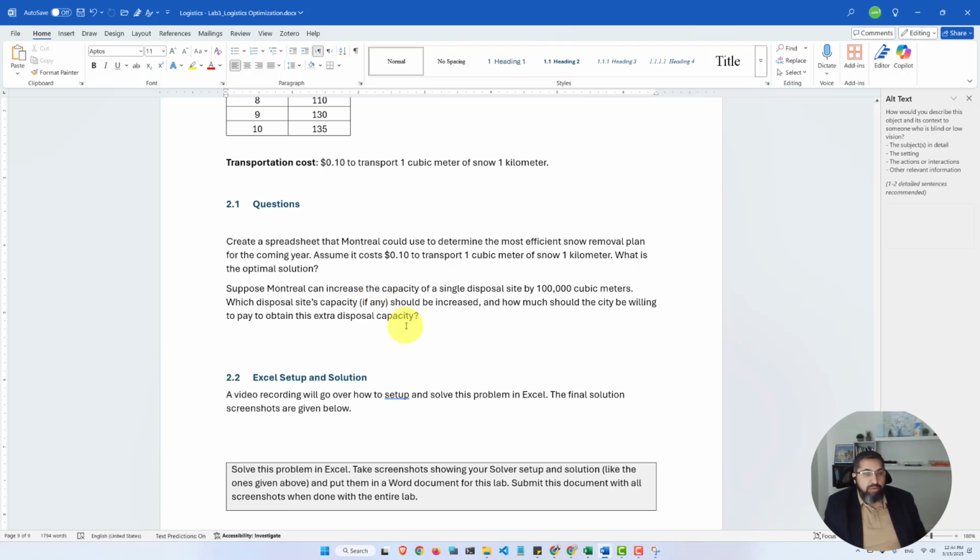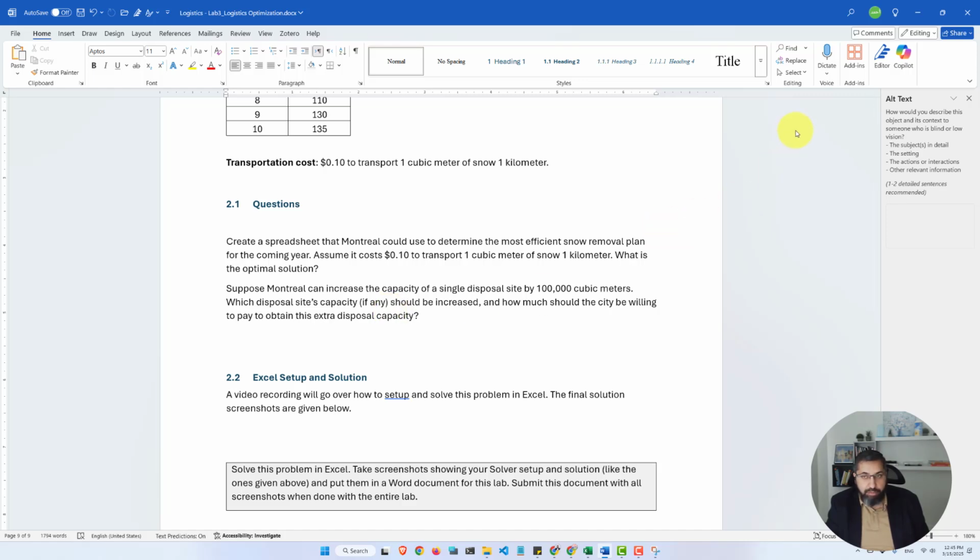How much you'd be willing to pay for this extra disposal capacity is going to be the reduction in cost. If our cost was, let's say, $1 million and it goes down to $800,000, the $200,000 of cost savings we get from this additional capacity, we can pay up to that amount to set up this additional capacity. You don't want to set up additional capacity for $500,000 and only save like $200,000. Then you're losing money, not saving any money.